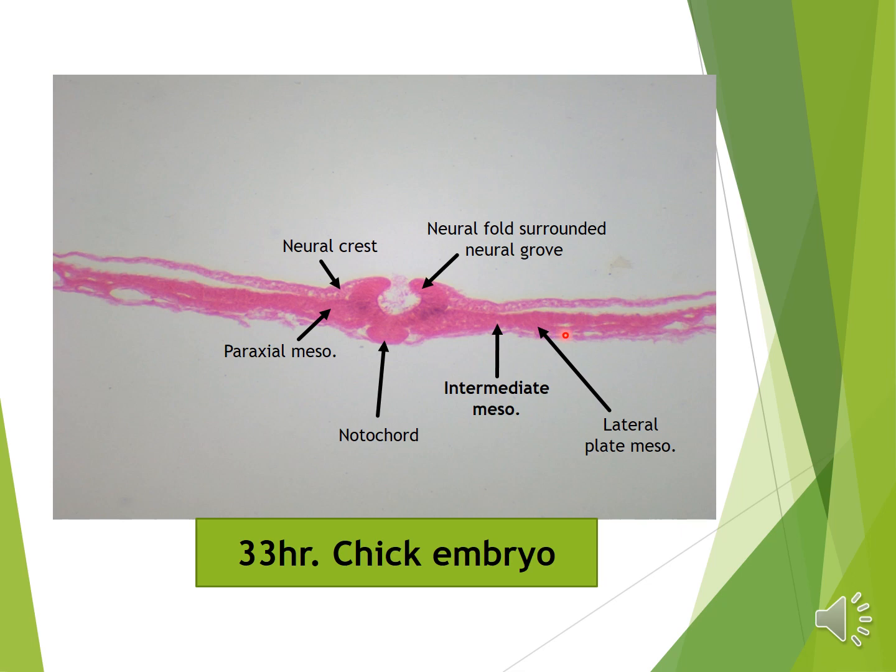This cavity is called the intraembryonic cavity. The lateral plate has two layers: the somatic or parietal lateral mesoderm adjacent to the ectoderm, and the visceral or splanchnic layer adjacent to the endoderm.